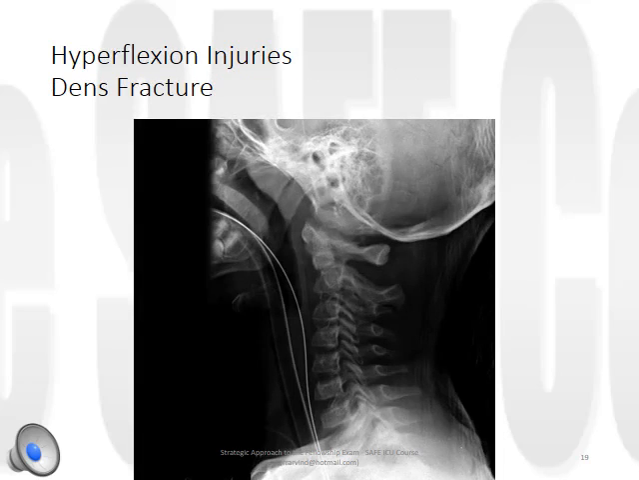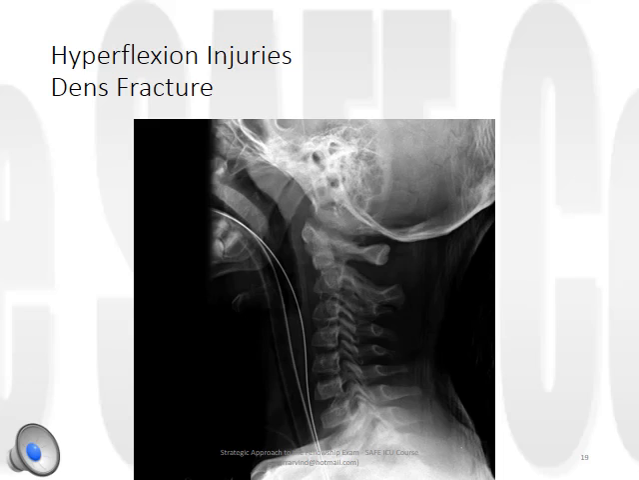Now we'll have a look at hyperflexion injuries, in particular the DENS fracture. Flexion loading is the most common cause of DENS injury in patients and results in anterior displacement of the DENS. If there was extension loading, i.e. a forward fall onto the forehead, which is quite uncommon, you get posterior displacement of the DENS.